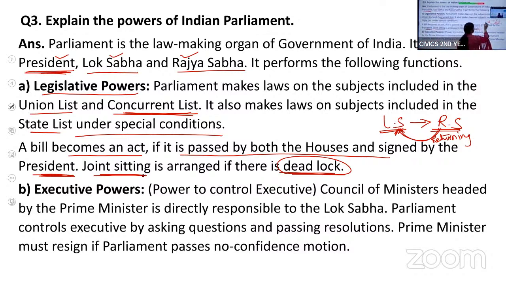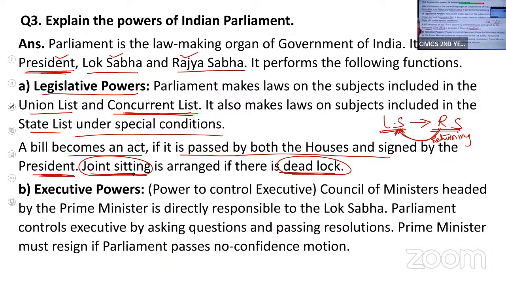Both the houses, the members of both the houses, Lok Sabha and Rajya Sabha, will sit together and resolve the differences. When both the houses are sitting together and discussing a bill, that sitting is called a joint sitting. The president will arrange the joint sitting of the parliament. And the laws which are made by the parliament are applicable throughout the country.